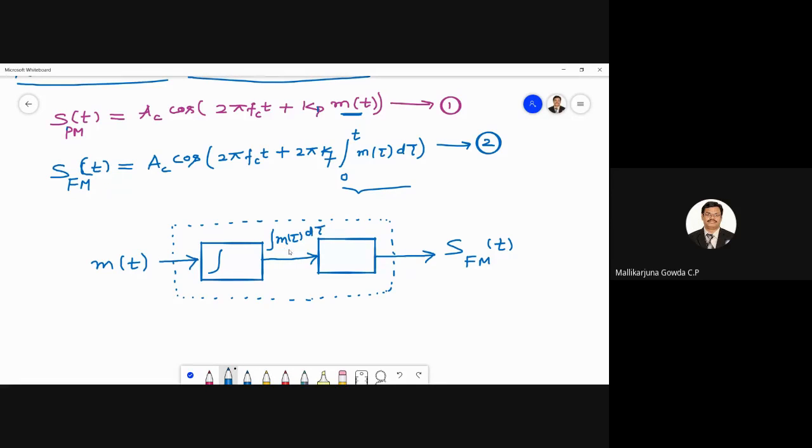If I apply this signal as input to the phase modulator, okay, PM here is not a product modulator, it is a phase modulator, then I will be able to get the FM signal. Is this fine? Yes, sir. It is a frequency modulator.